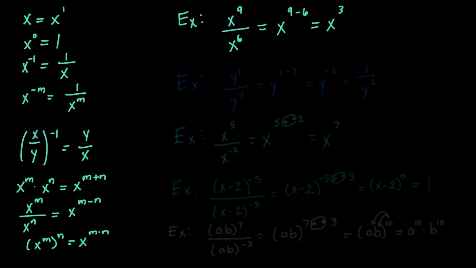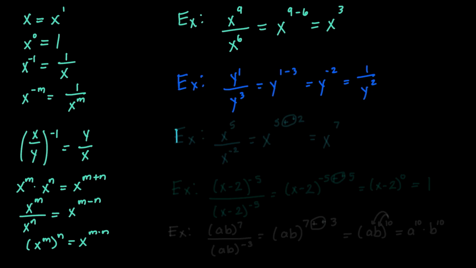y divided by y to the third. Bases are the same, they're both y. I know if the exponent is invisible, it's a 1. So I'm going to put it there. So this is y, 1 minus 3. 1 minus 3 is negative 2. And we know if our exponent is negative, our answer becomes the reciprocal.